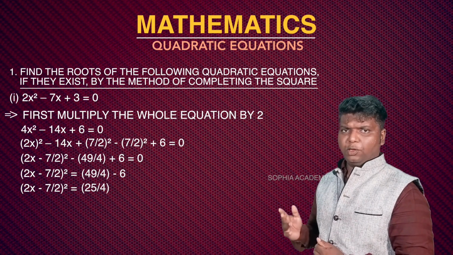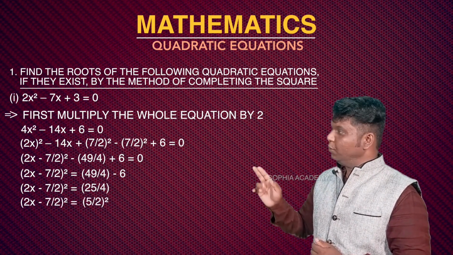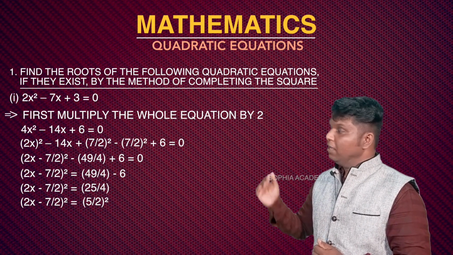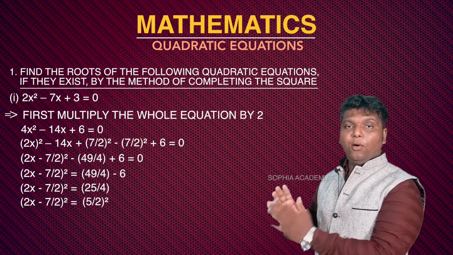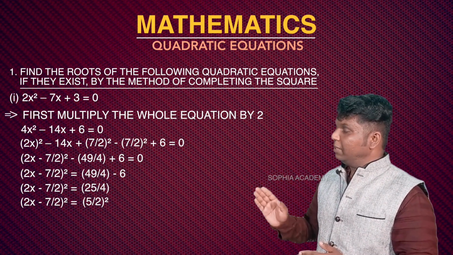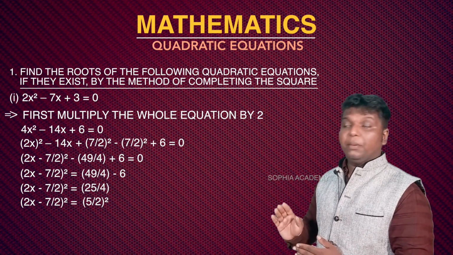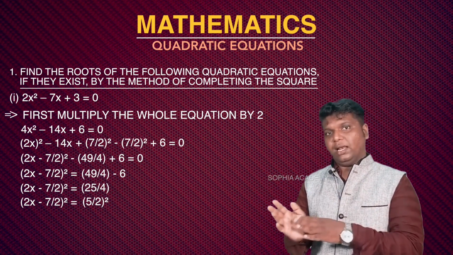Okay, 25/4. 25/4 means (5/2) the whole square, right? So you can write it as (5/2) the whole square. Next step, (5/2) the whole square. So now on the LHS and RHS, you can see both of them are written as squares of some numbers, right? (2x − 7/2) the whole square is equal to (5/2) the whole square. So you have to bring it in such a way, as whole squares, like that you have to bring.